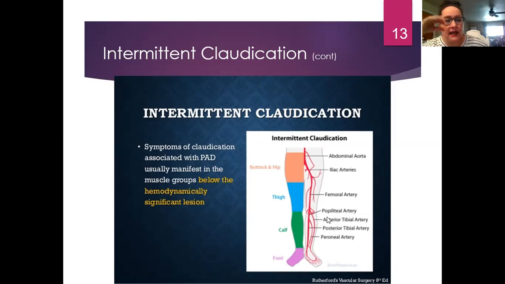Again, symptoms of claudication associated with peripheral arterial disease usually manifest in the muscle groups below that hemodynamically significant lesion. Hemodynamics are your blood flow and how it's working, right? So if it's occluded, whether that's an area of plaque with spasm around it, whatever is causing that occlusion, everything below it is going to be affected, because blood flow isn't getting where it needs to go because of that specific place. Just something to think about.